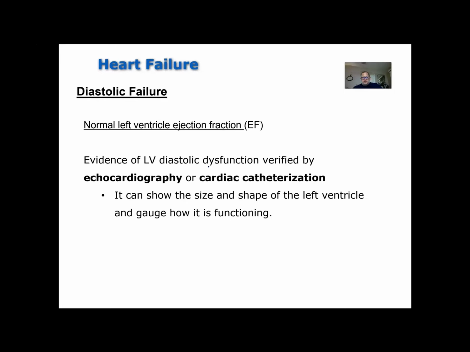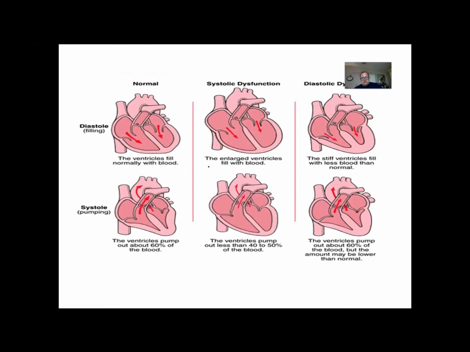Evidence of systolic dysfunction is verified by echocardiography or cardiac catheterization. It can show the size and the shape of the left ventricle and gauge how well it's functioning. Here's another image showing normal function, systolic dysfunction, and diastolic dysfunction.